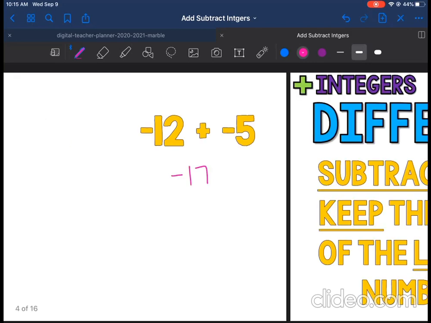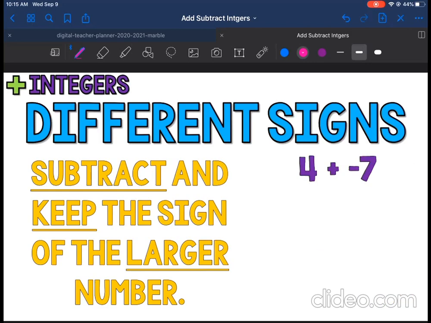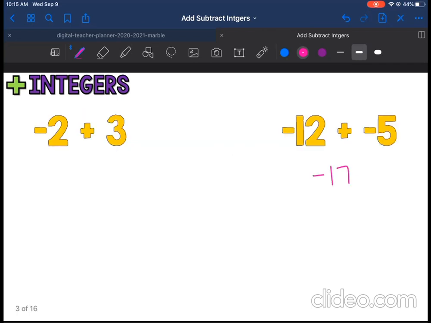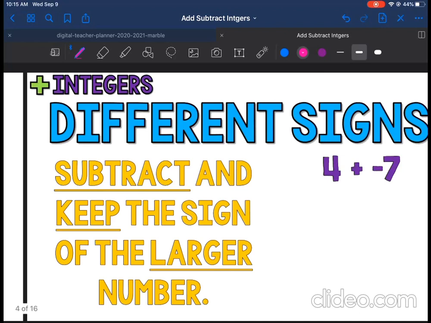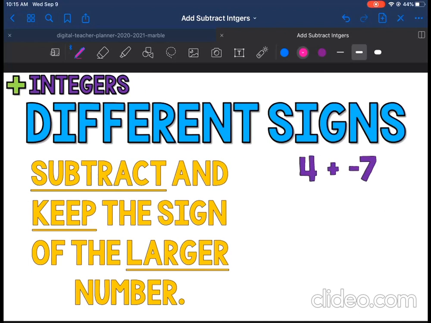Okay, what do I do if I have different signs? Like in that last slide, it was negative 2 plus 3. What do I do when my signs are different? Well, I'm glad you asked. What I'm going to do is I'm going to subtract those two numbers, and I'm going to keep the sign of the larger number. So if they're the same sign, I'm going to add. If they're different signs, I'm going to subtract.